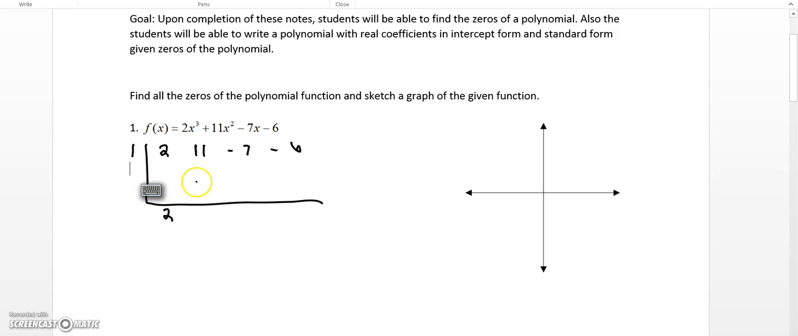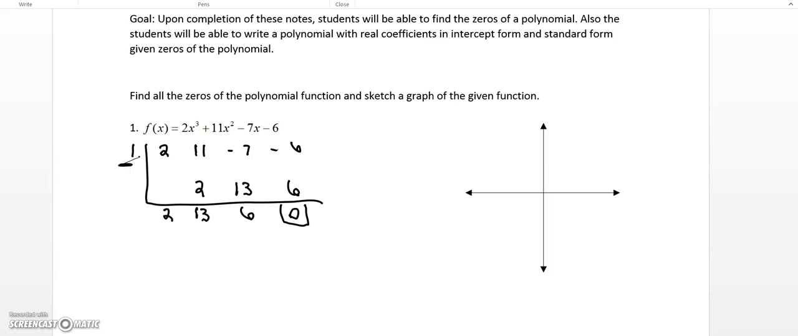1 times 2 is 2. 11 plus 2 is 13. Hopefully we're really good at this by now. 1 times 13 is 13. -7 plus 13 is 6. 1 times 6 is 6, and when I add -6 and 6, I get 0. I absolutely knew that was going to happen. Why? Well, because we knew 1 was a solution. We absolutely knew that. All right, we found it in our calculator.